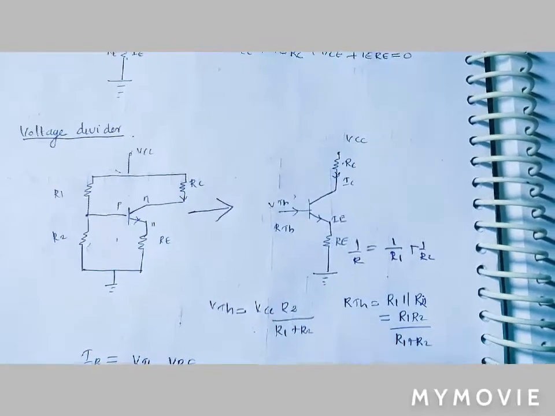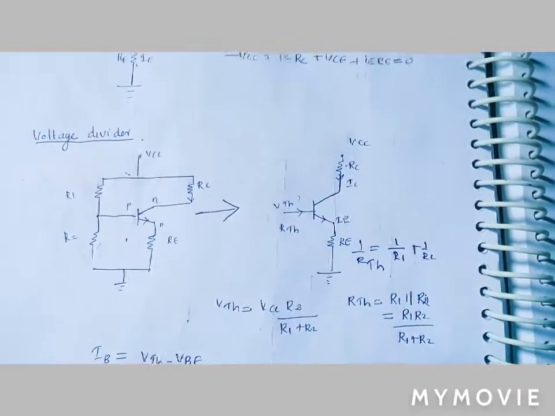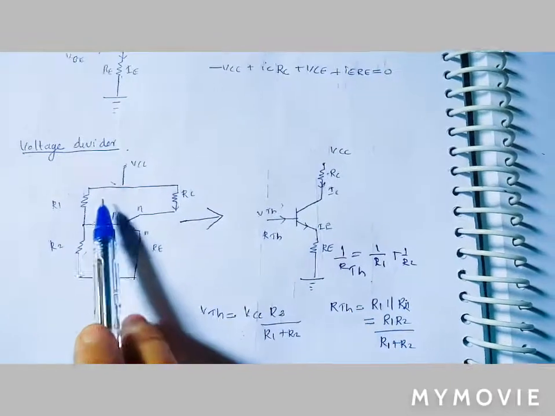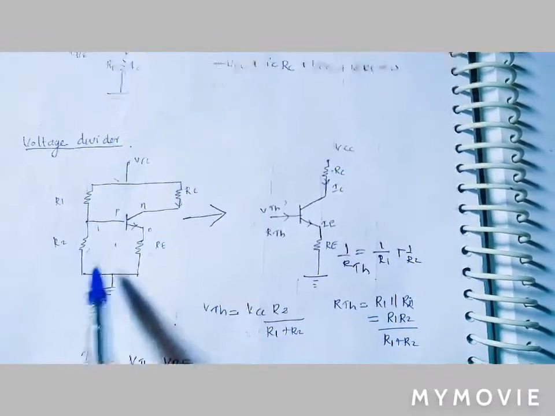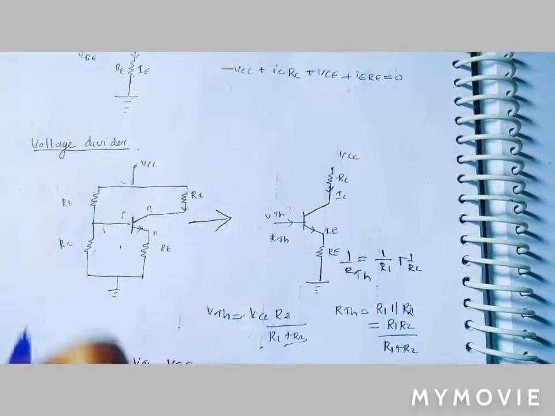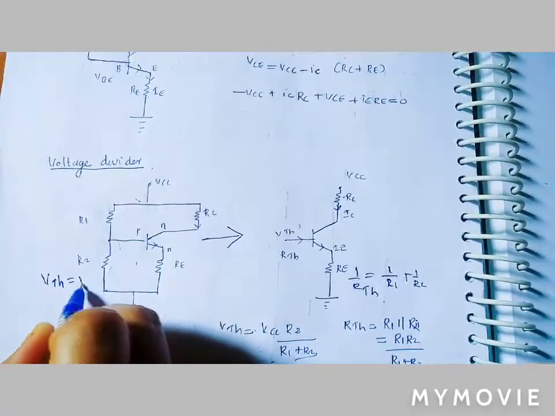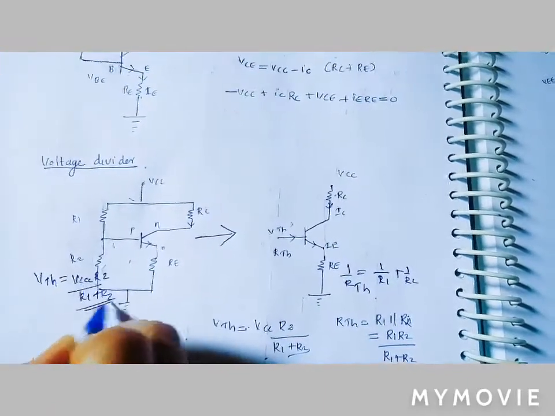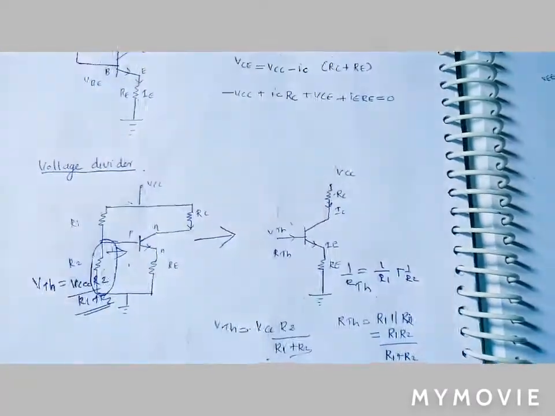So from that, RTH is 1 by RTH, so RTH is R1 R2 divided by R1 plus R2. And VTH is the voltage across R2, that is VCC into R2 divided by R1 plus R2. From the voltage divider method, VTH is VCC into R2 divided by R1 plus R2, as the potential which is acting here.